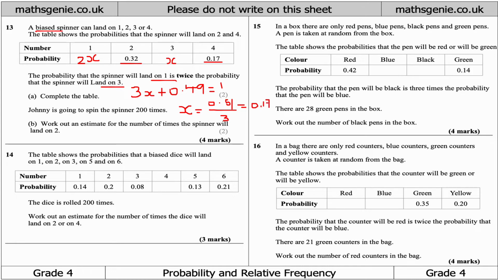So the probability of it landing on a 3 is 0.17, but we're going to be very careful for the probability of 1 because it's 2 lots of x. Therefore, that's going to be 0.34.